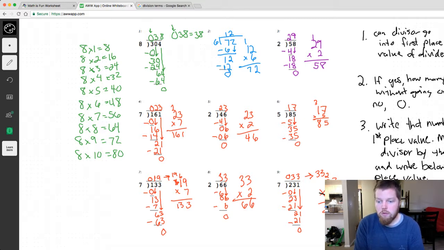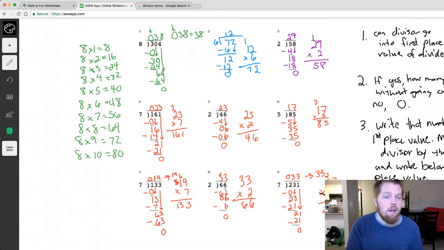And then number 4, subtract that number from the first place value, and then bring down the next place value and repeat until 0 remainder. Alright, so let's make sure that our steps make sense here.